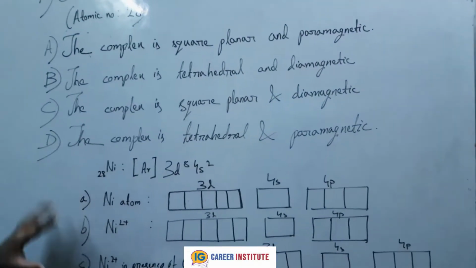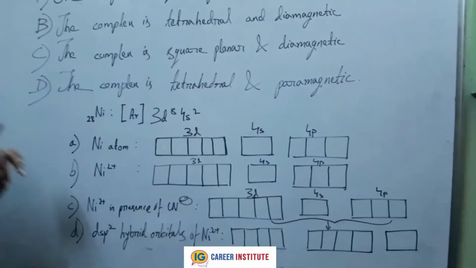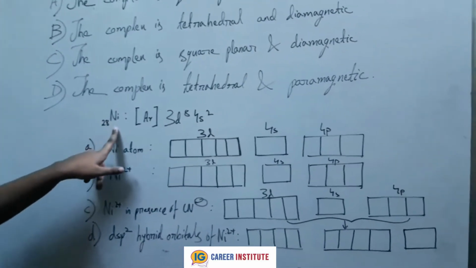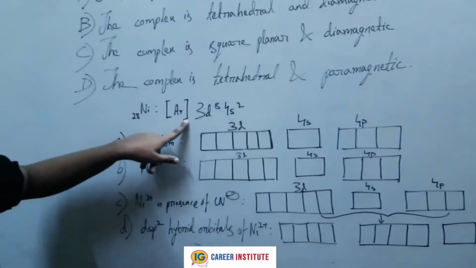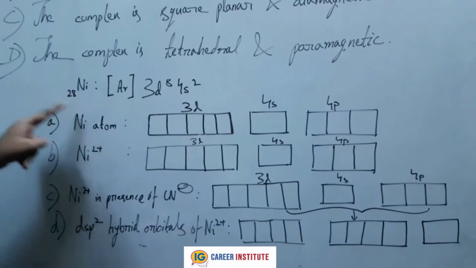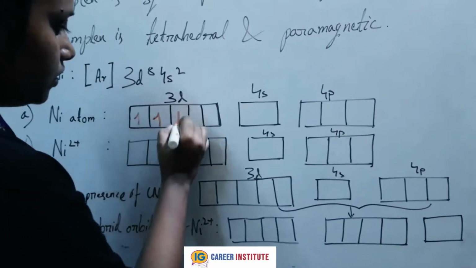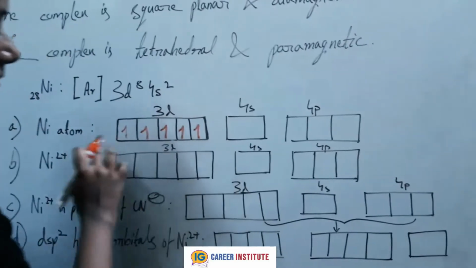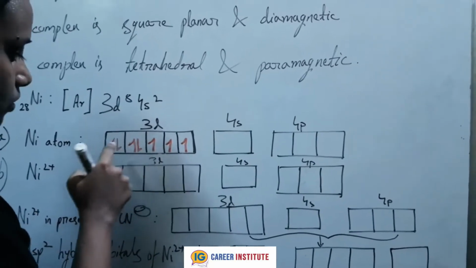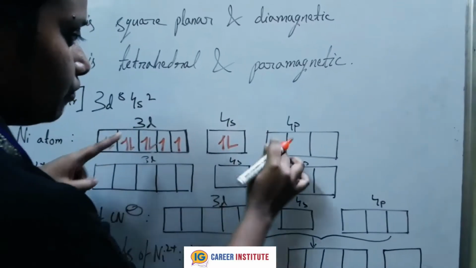Now for finding out such questions, first of all you have to write the electronic configuration of nickel. To save your time, I have drawn this entire set beforehand so as not to make this unnecessarily lengthy. So see, the electronic configuration of Ni28 is argon 3d8 4s2. Now for the pure nickel atom which doesn't have any charge, how will the electrons be filled up? First I am filling up the d singly according to Hund's rule, then I am refilling starting from the beginning. So 5, 6, 7, 8. 4s has 2 electrons, 4p has none.